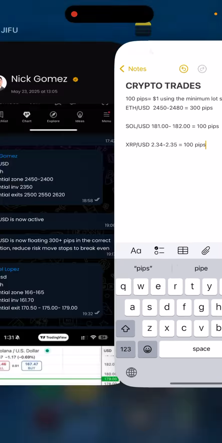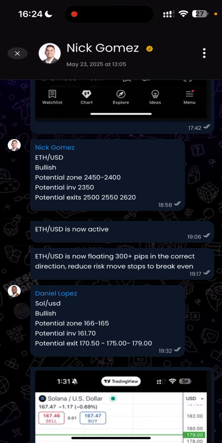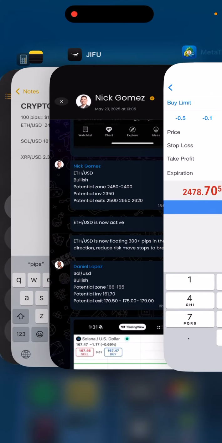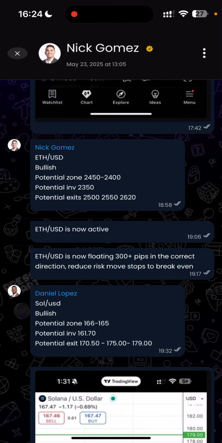Equals $10. So if you're using the minimum lot size, you would be risking just $10 on this potential trade idea. And if you do the same calculations, 2450 to 2550, that is you potentially making $10 if this trade goes in the right direction. You understand? So you always want to calculate your risk, guys. Risk management is very important, so you know the exact lot size to use.